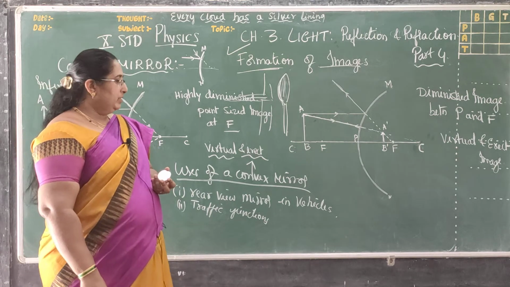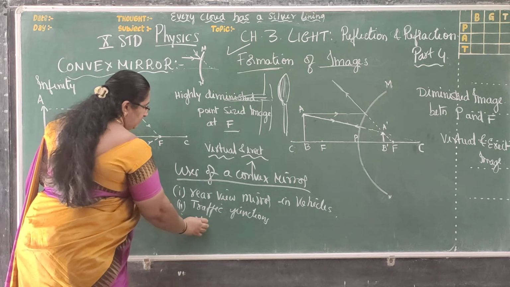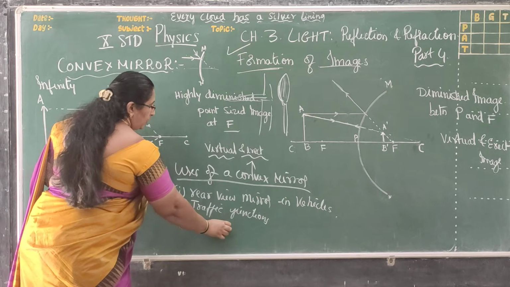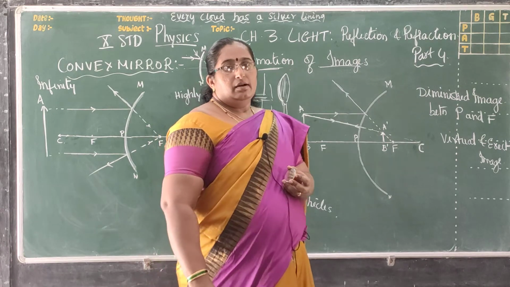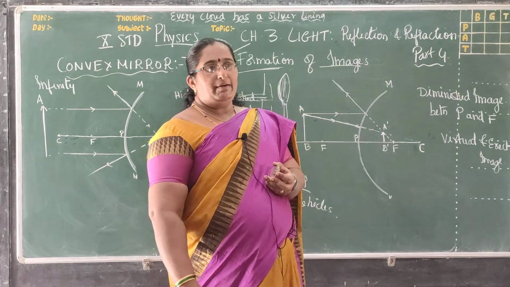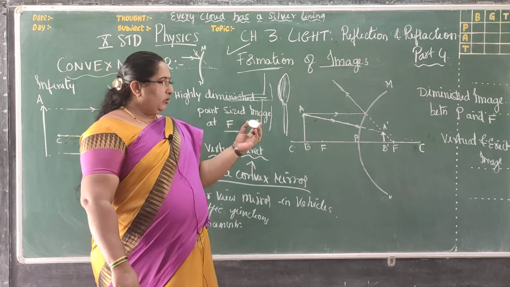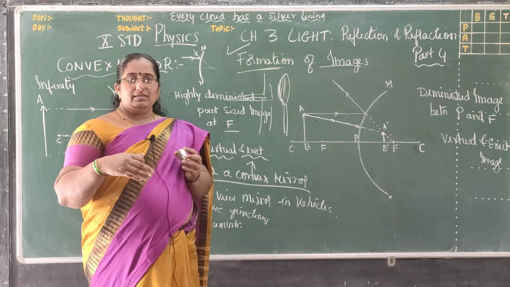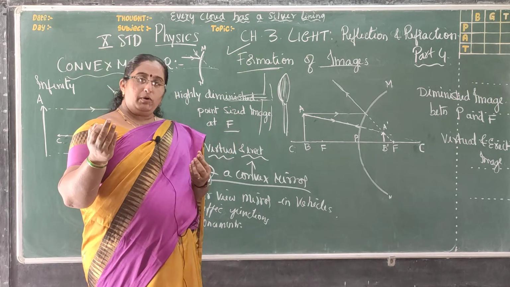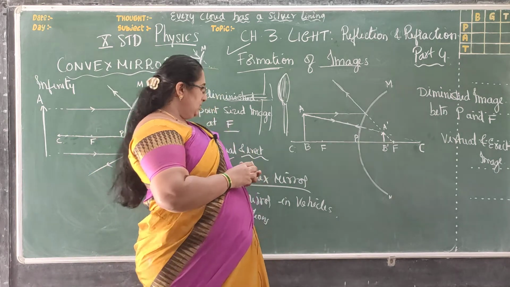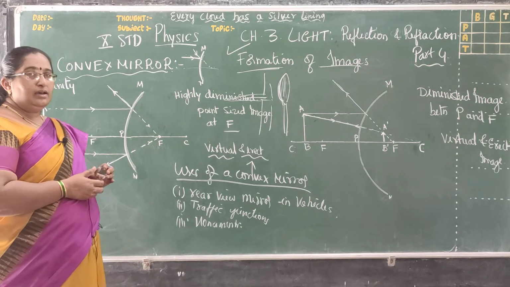And also thirdly, as I said, they are used in place of monuments to get a wider view. As I told you, in the Taj Mahal, Agra, or in monuments like Hampi, Virupaksha temple and various others, they fix a convex mirror at the entrance so that when you look into the convex mirror, you will get a full view of the monument.